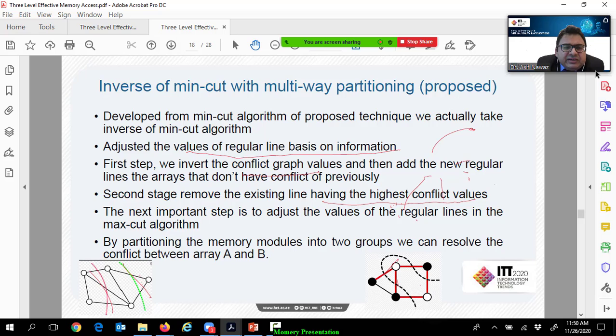And the next important step is to adjust the value of regular line in the max cut. So in the max cut, we adjust the lines, and then we have an optimized graph on which we see how we'll manage. By partitioning the memory modules into two groups, we can resolve the conflict between two arrays.